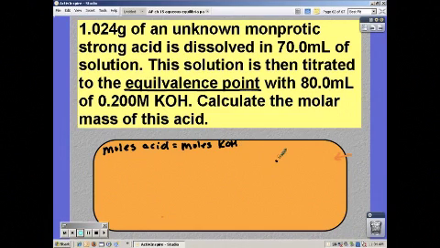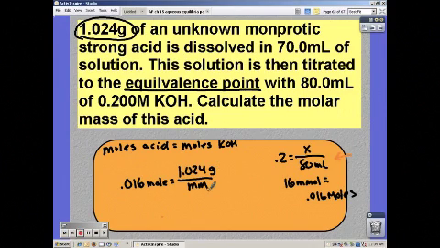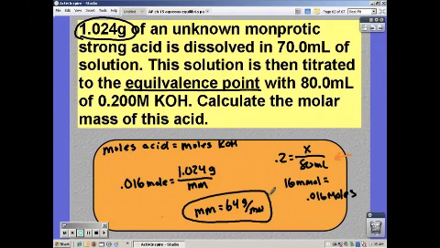We know that it took 80 milliliters of a 0.2 molarity solution to reach that equivalence point. So we can figure out how many moles it took to get to the equivalence point. So it took 16 millimoles or 0.016 moles of KOH. So that means we must have 0.016 moles of acid. Plugging that into my mole equation, they gave me the grams was 1.024. So I can figure out my molar mass. So make sure you read carefully, because that key equivalence point, if you hadn't read that, it may look like you don't have enough information.